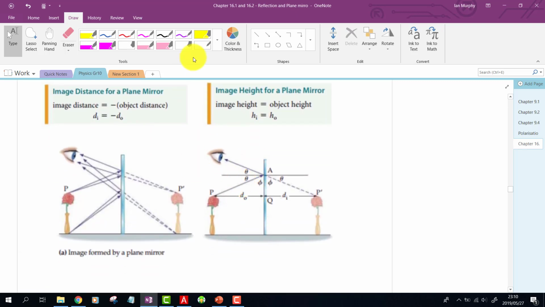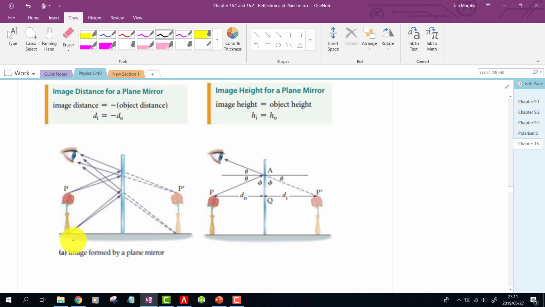So what it said before, the distance is the same. So this is the real thing, and here we have the image. That distance will be equal to that distance. It says here that di is equal to negative do. Why is there a negative sign? Because we take everything in a specific direction as positive. So it says here that di is the positive one.